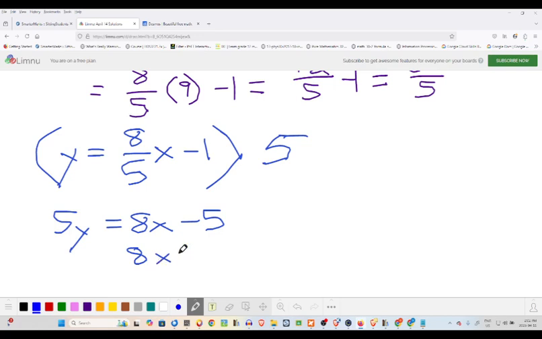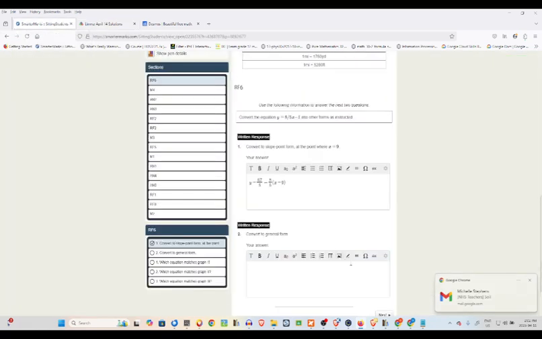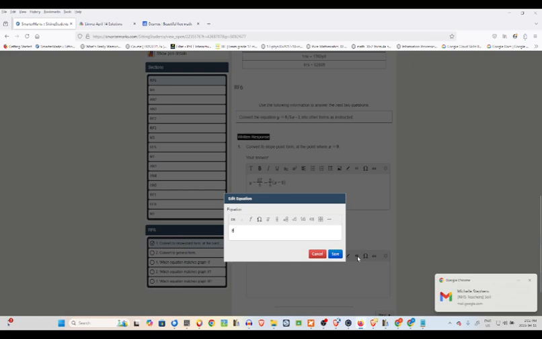So then 8x minus 5y, and then I will accept either minus 5 equals 0 or 8x minus 5y equals 5. I will take either of these forms. So 8x minus 5y equals 5 is a little bit faster to type.